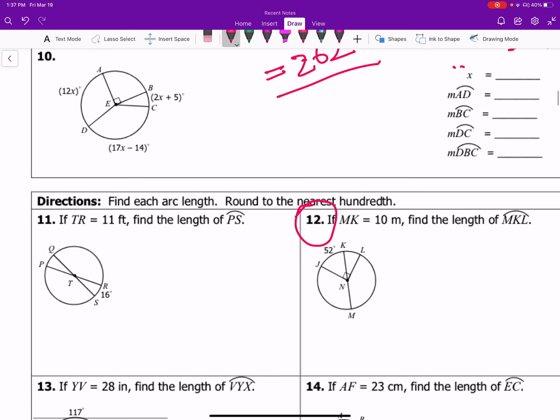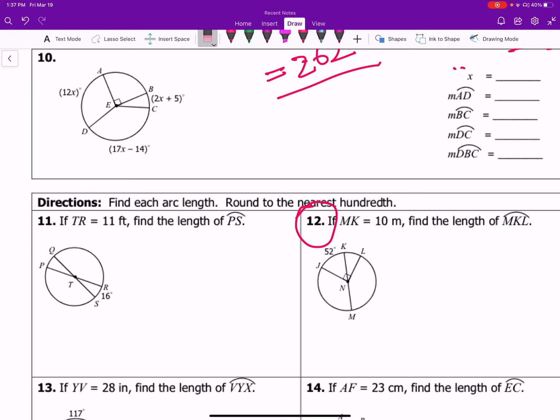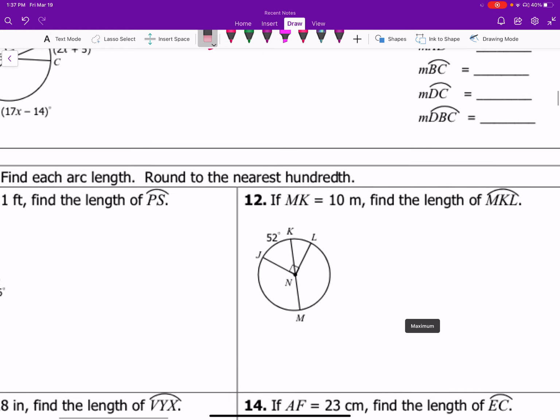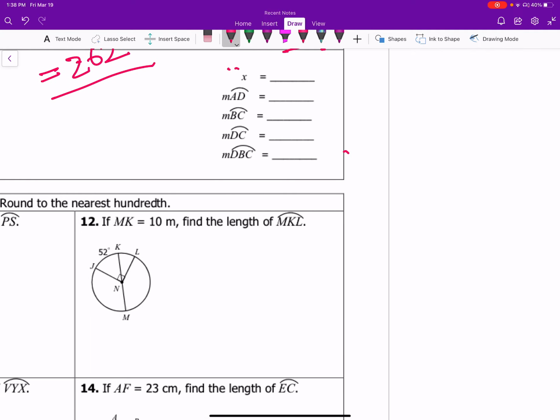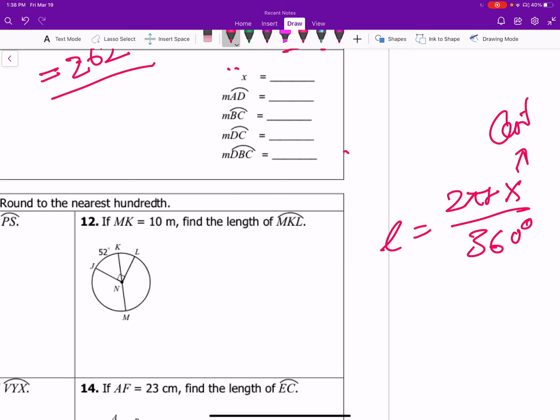And then for the arc length, let's see over here. So what is the formula of the arc length? Let me write that one for you. Length equals 2 pi r times x over 360 degrees, where x is the central angle and r is the radius.